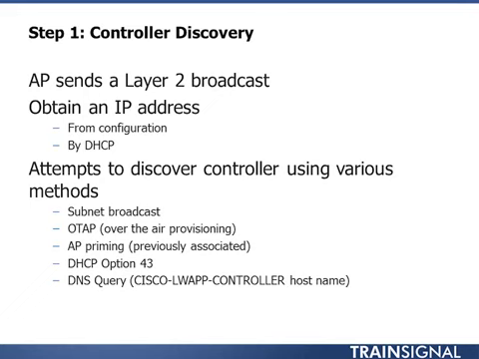AP priming again is another option for you, where you basically set up your access point. You can use DHCP option 43, and DHCP option 43 allows the access point to get the wireless LAN controller IP address from the DHCP server. And the other way is to go through the DNS query, and it can look up the Cisco LWAP controller or the Cisco CAPWAP controller.